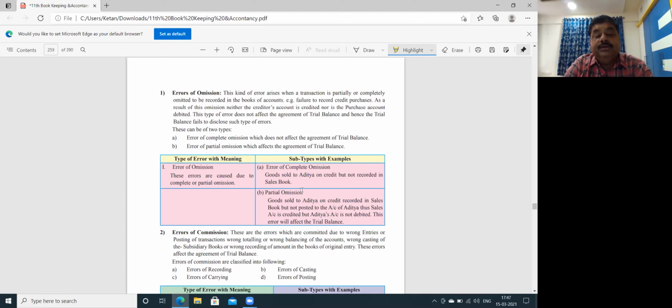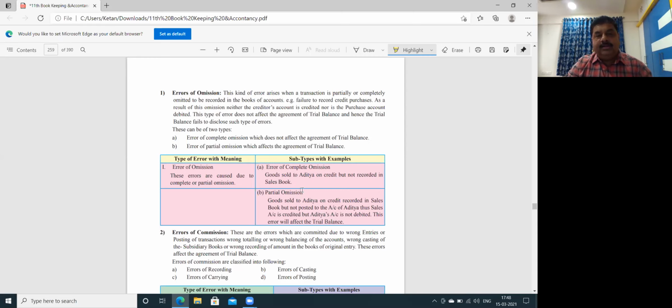पार्शियल ओमिशन. गुड्स सोल्ड टू आदित्य ऑन क्रेडिट, रिकॉर्डेड इन द सेल्स बुक. सेल्स बुक में रिकॉर्ड किया, बट नॉट पोस्टेड टू आदित्य अकाउंट. The sales account is credited, but Aditya account is not debited. This error will affect trial balance. मतलब सेल्स बुक में रिकॉर्ड हुआ, लेकिन आदित्य को जो डेबिट होना चाहिए था वो हुआ ही नहीं. फिर रेक्टिफाई कैसे करना है? आदित्यला डेबिट दिलं का? नाही ना, मग द्या.